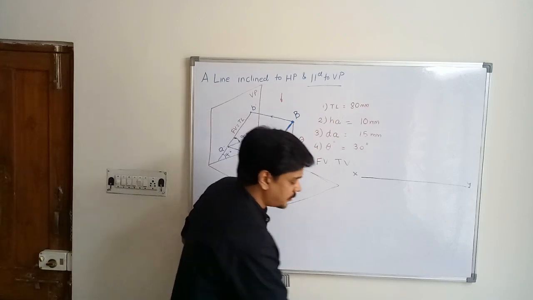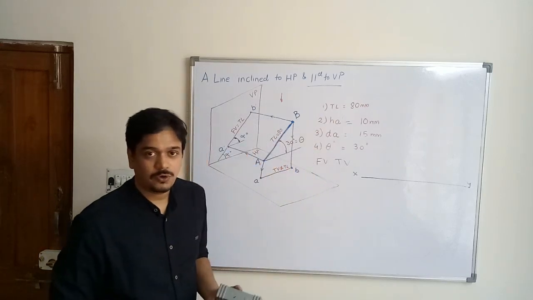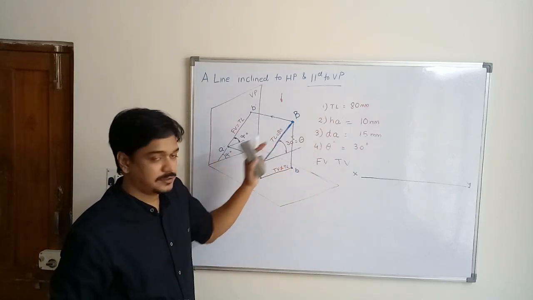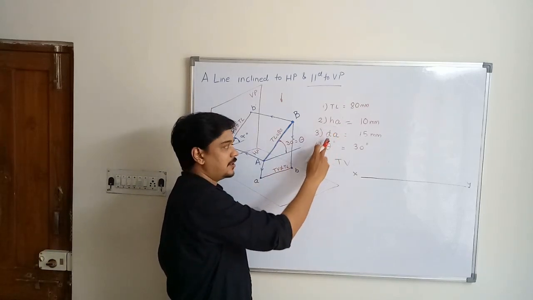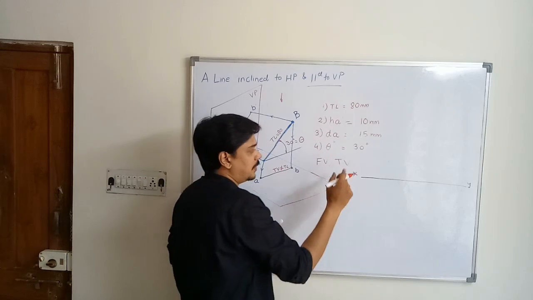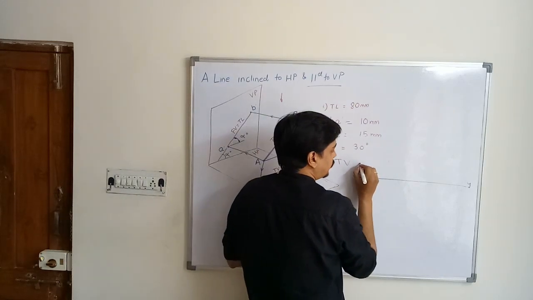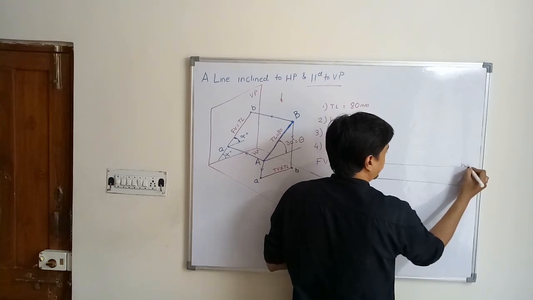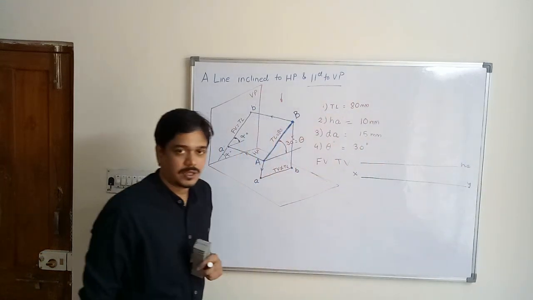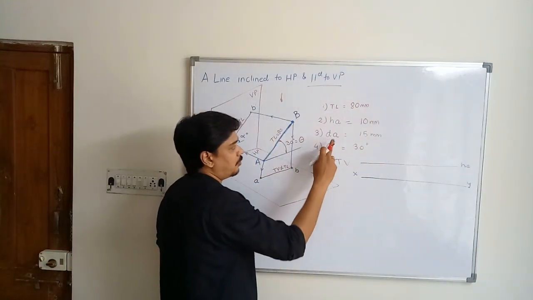The next step is to draw the horizontal heights. So what you have is height of A dash and depth of A point. So let us draw this first. So you have this height of A dash, then you have depth of A point.